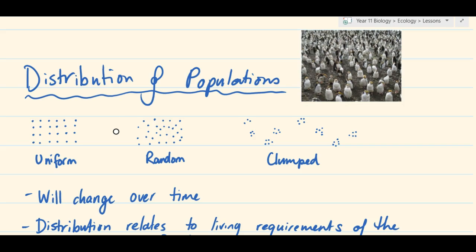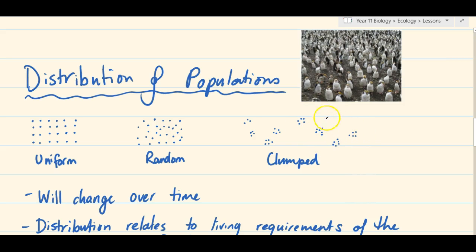Okay, distribution of populations. When we look at a population, we don't just count how many, but we look at how they're distributed in an area. And there are three basic ways that this happens. We have a uniform distribution, where everything is uniformly spread across an area, not usually found unless they're affected by humans. We have a random distribution where populations will randomly spread over an area and try and spread out as evenly as possible. And then we have this clumped distribution here where species will clump together in certain groups in an area.